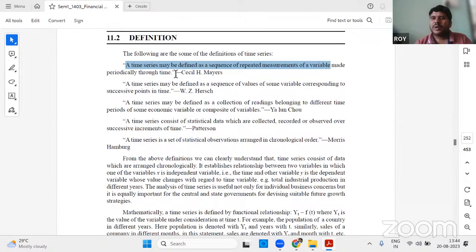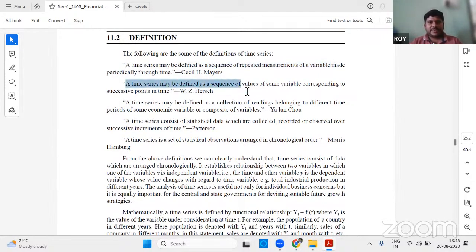It may be diseases, or sales, or health conditions and activity, or output, whatever. Employee satisfaction based on salary: is salary the variable? Salaries increase, but satisfaction may not be only about salary. There are different other aspects. What are the variables that you're taking? Please see this: a sequence of repeated measurements of one variable made periodically through time.